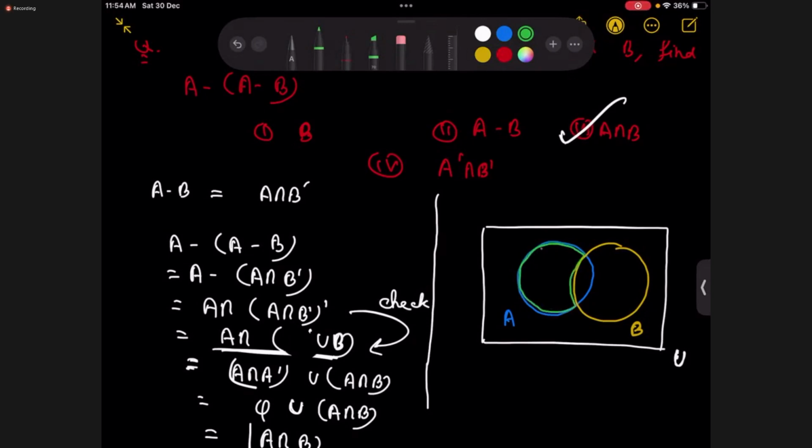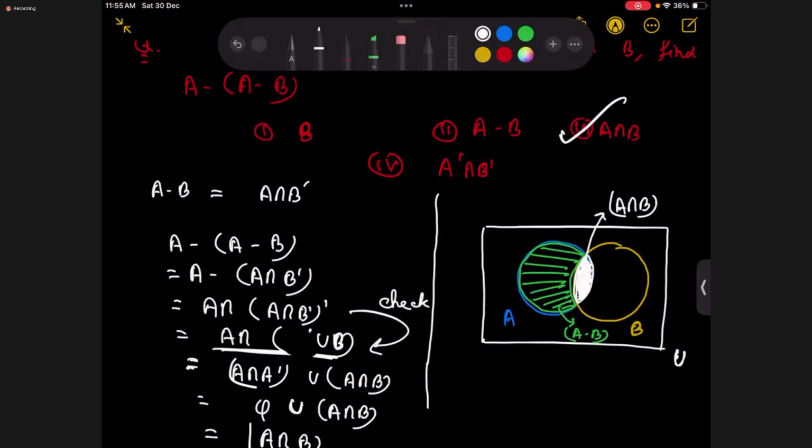We have discussed this thing. Then if I subtract A minus B, this green portion is A minus B. Now if I eliminate those elements which are in A minus B from A, what are the rest of the elements of A? That is obviously this portion, right? This is the portion we are left with. So what is the set? This set is A intersection B.